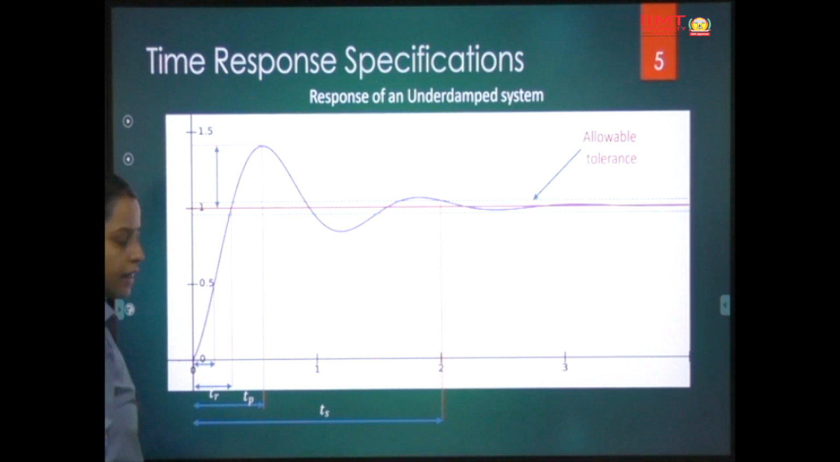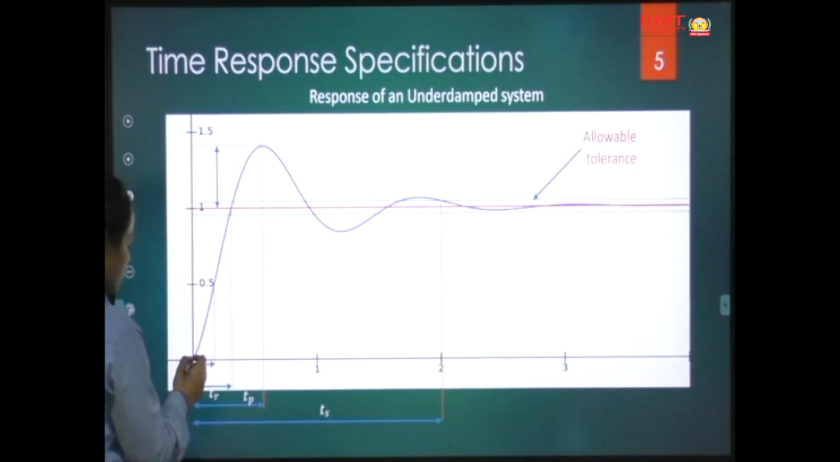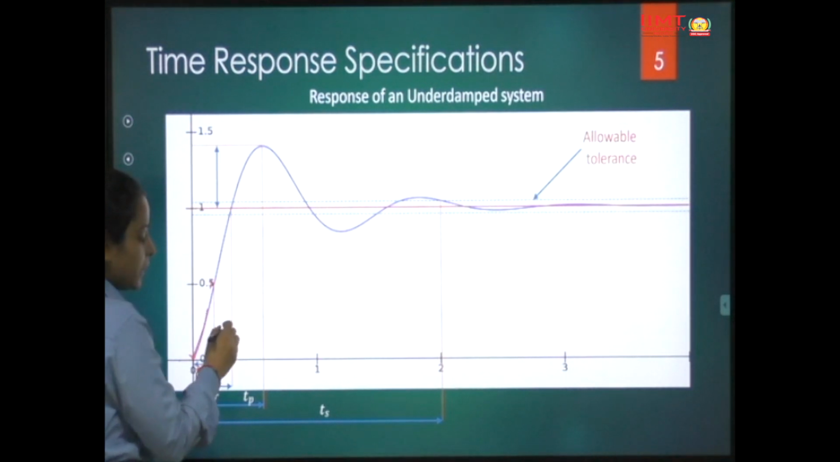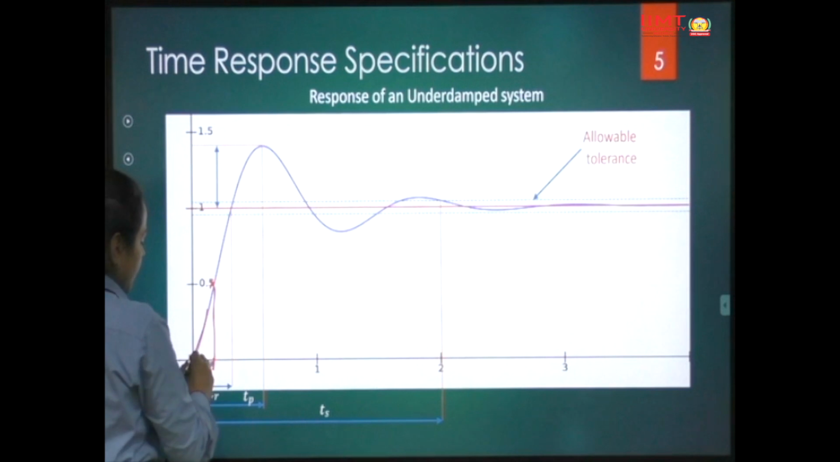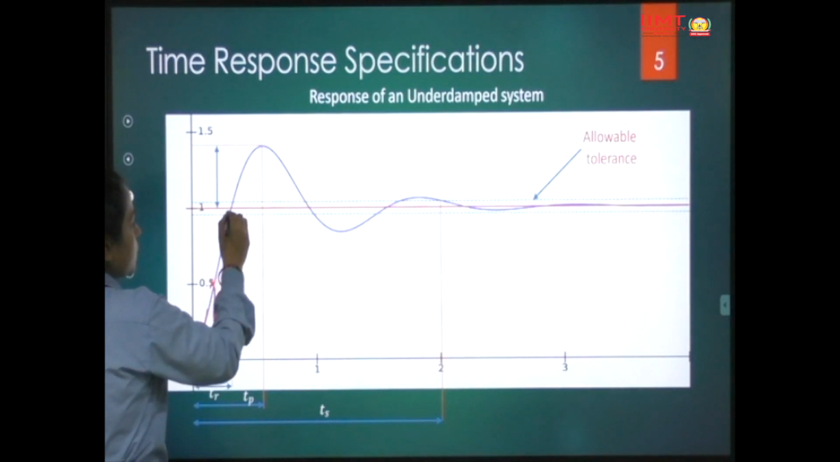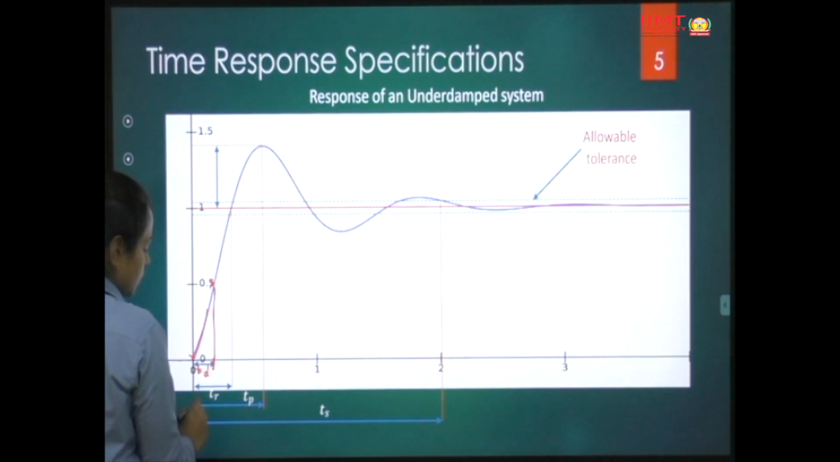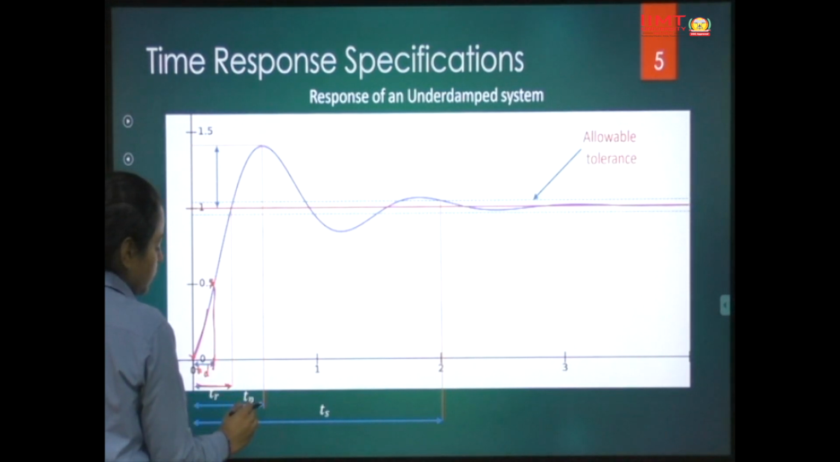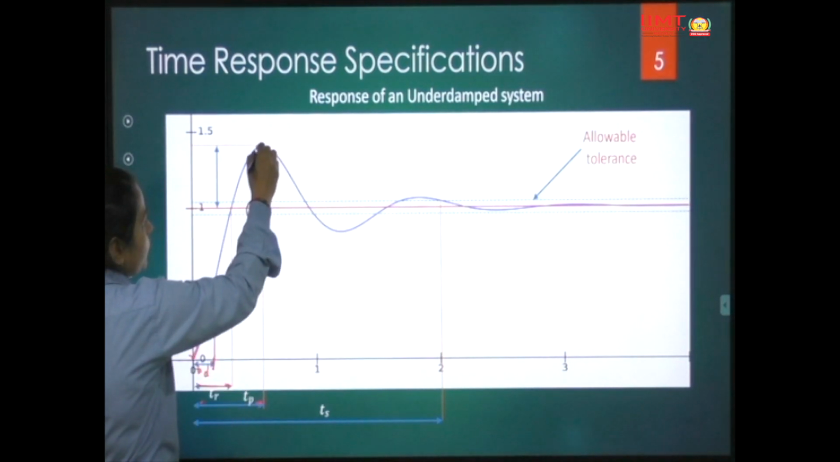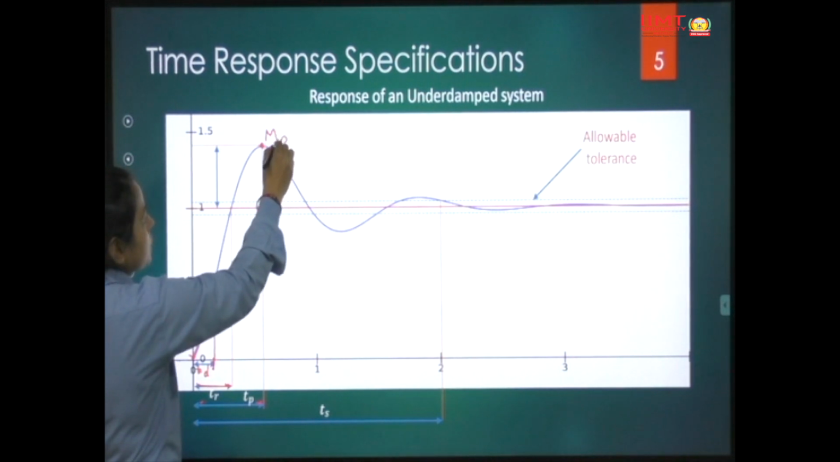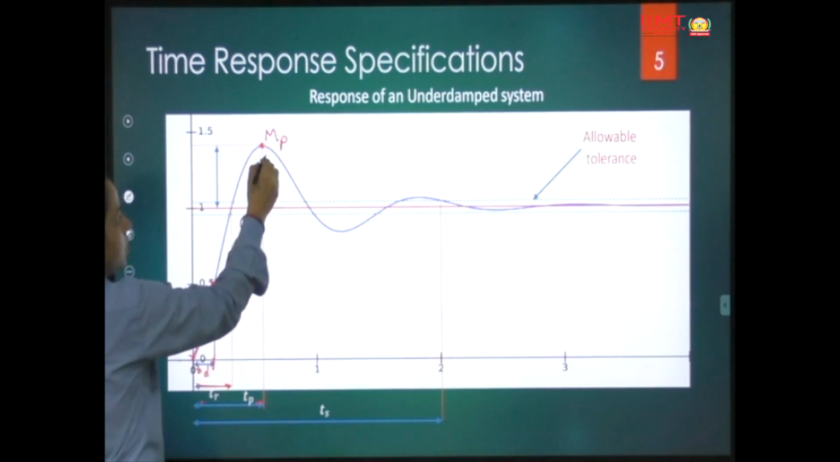This is the diagram for an underdamped system and these are the values. As we have seen, the delay time Td is the time taken to reach the 50% value initially. So this is your delay time. Rise time for an underdamped system is the time required to reach from 0 to 100% value. So this is your rise time. Peak time is the time required to reach the first peak of the system, and this first peak is called Mp, the maximum peak overshoot.